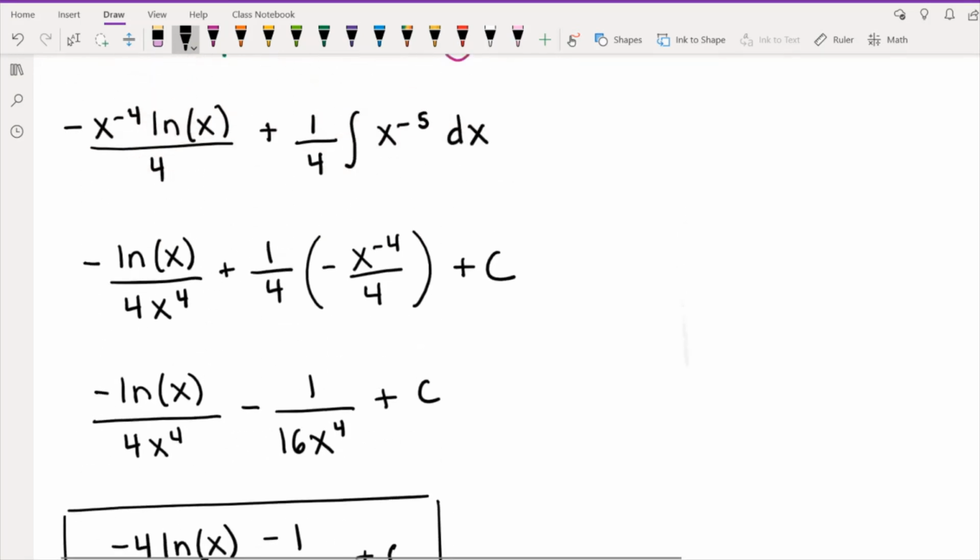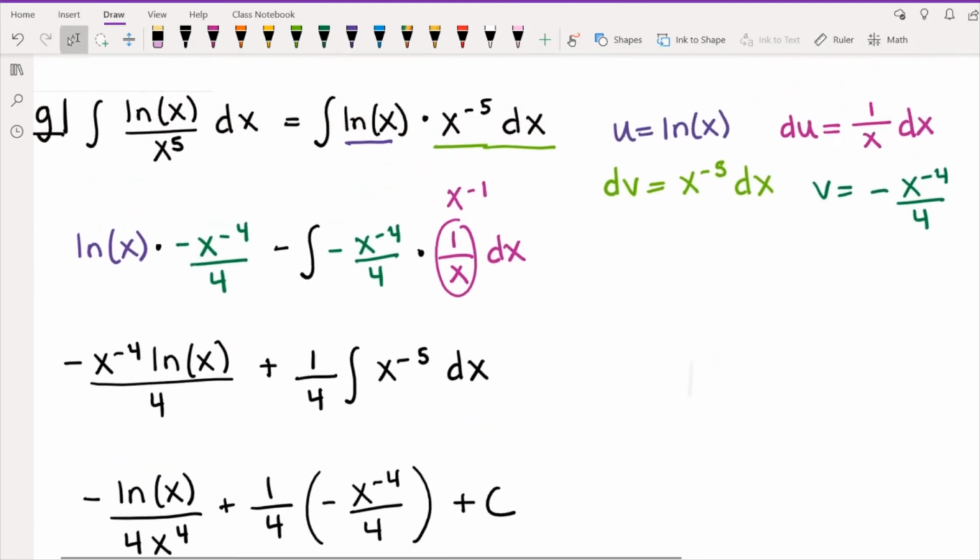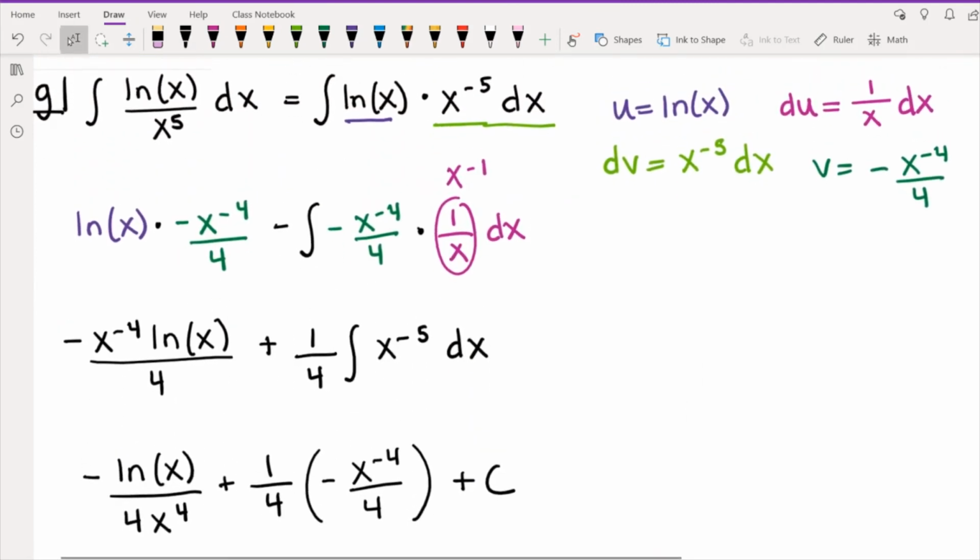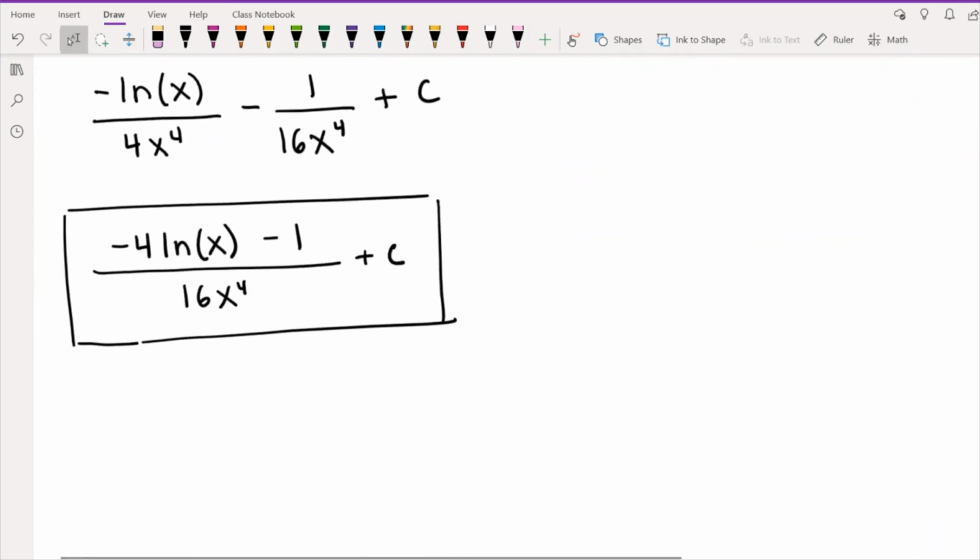So that's another kind of classic one just to be aware of. If you have ln of x times x to a power, you're generally going to want to choose ln of x to be your u. Okay, couple more examples.